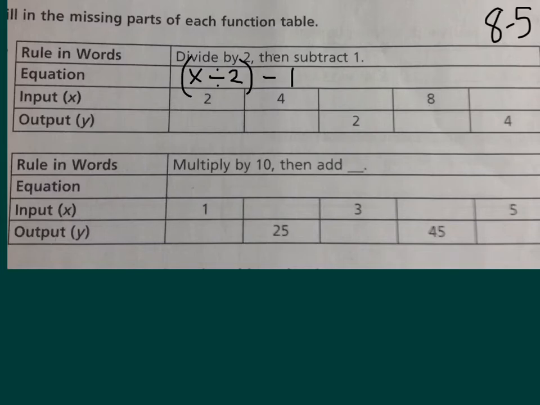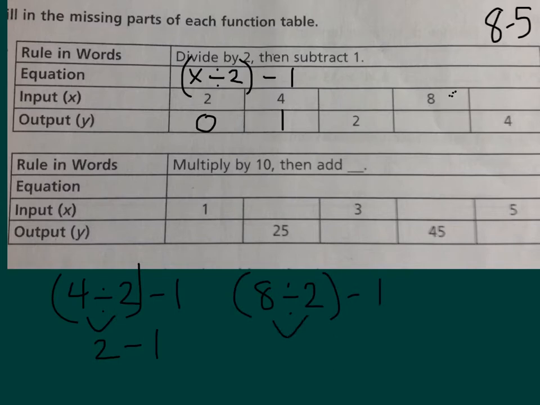So if we put x, which is 2, in the place of this x, we have 2 divided by 2, which we know is 1, minus 1 is 0. If I go here and I say 4 divided by 2 minus 1, that gets me 2 minus 1 is 1. I'm going to go down to this one now, and I'm going to say, okay, I have 8 divided by 2 minus 1 gets me 3. And of course we see the pattern here at the bottom, but I've told you this a million times, don't just follow the pattern and not know how you got there.